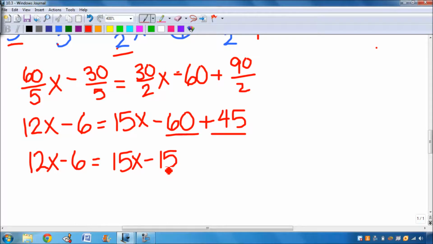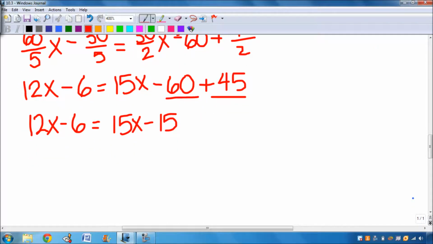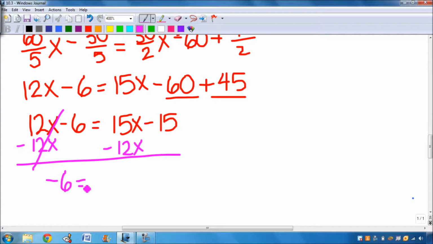Okay? Next, I want to get all my variables on one side. It's up to you what side you want to get them on. So I'm going to get rid of this 12x right here. A lot of you guys want to divide, but I want to get rid of the whole entire 12x. So I'm going to subtract it on both sides. So once I subtract it, you end up getting negative 6 equals 3x minus 15.